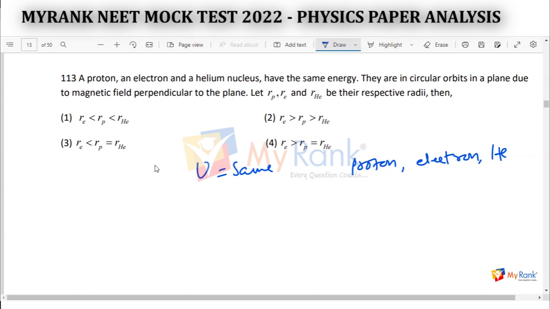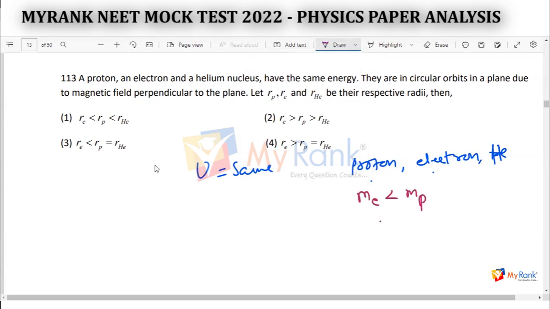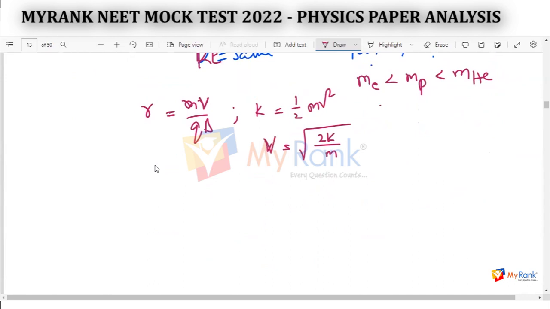So if I write the increasing order of masses, I can say electron mass is less than proton and then helium. Mass of electron is less than mass of proton is less than mass of helium, right? Because he's asking to compare the radii, students, for these three particles. So radius in a circular path is nothing but mv by qB, from centripetal force. Energies are same means which energy? Kinetic energy, basically. Kinetic energy is the same for all of these. So kinetic energy is half mv square, students. So v is nothing but root over 2K by m. So K is the same.